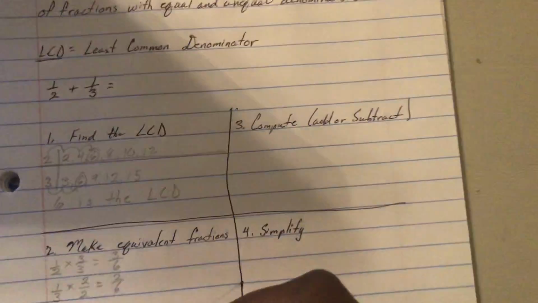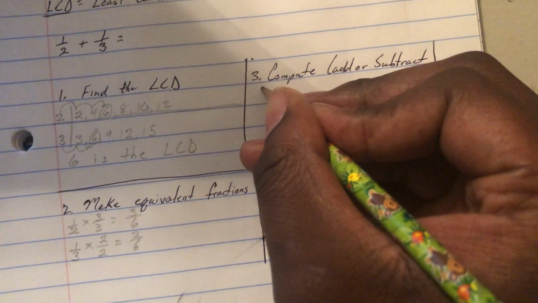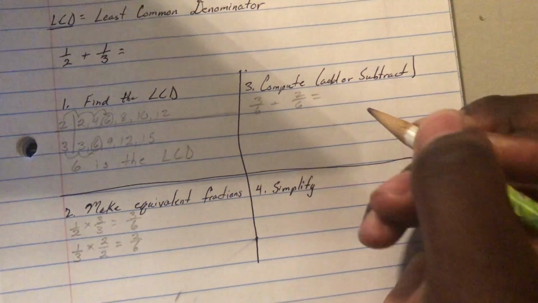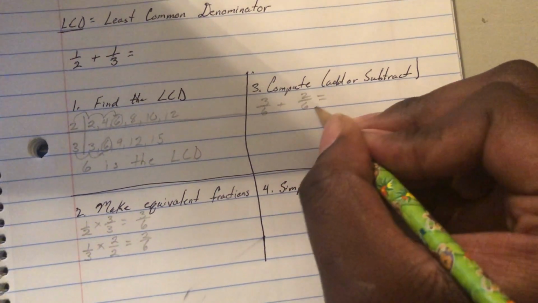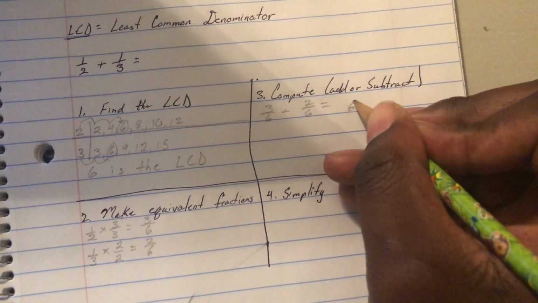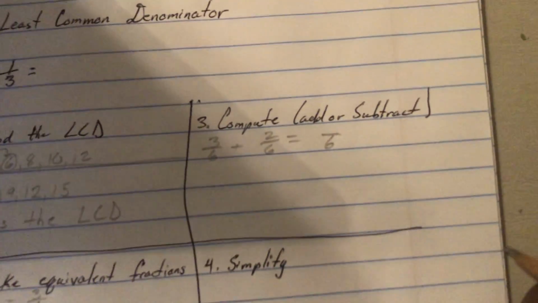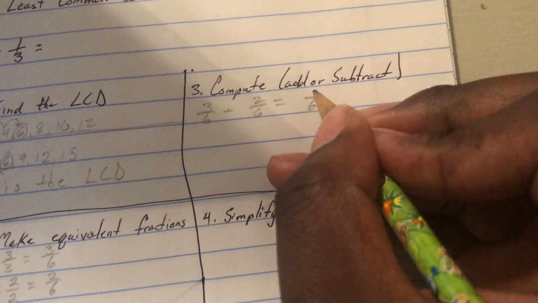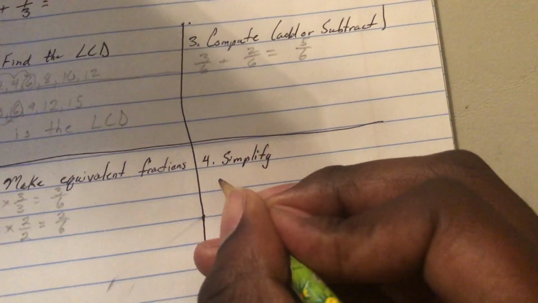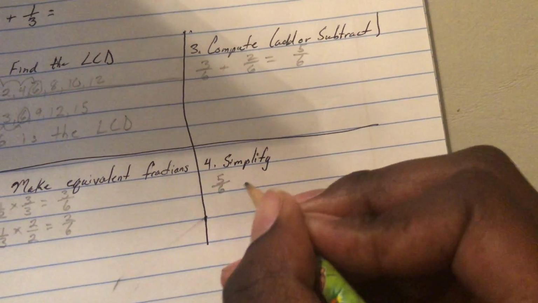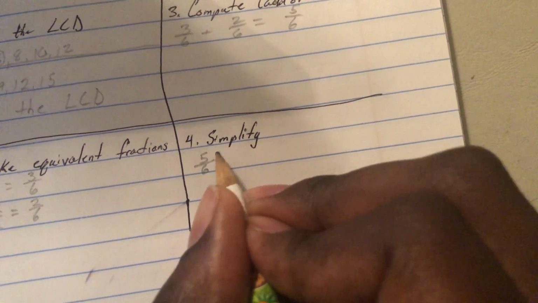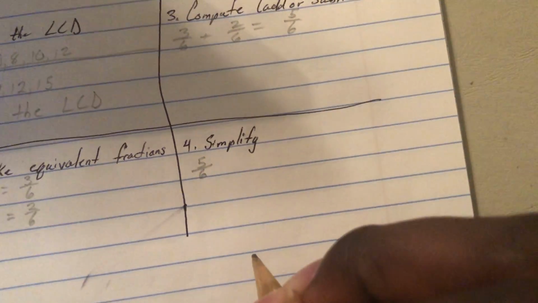So let's go over here and compute. 3/6 plus 2/6 equals, well, I don't know. Now that my denominators are the same, I can add them. I'll start with my denominator because that's not going to change. And next, I add my numerators. 3 plus 2 is 5. So 5/6 is my answer. I look to see if I can simplify, but there's nothing I can divide my 5 and 6 by to make it any smaller. 5/6 is as simple as it gets.